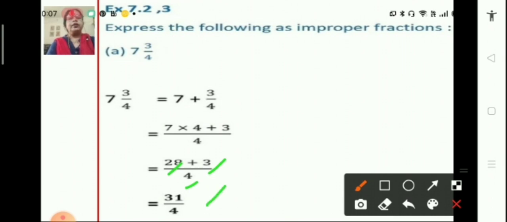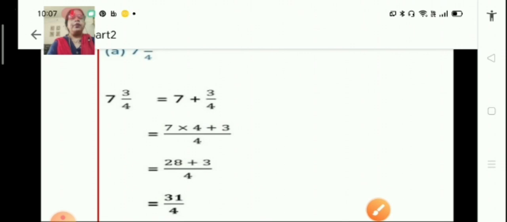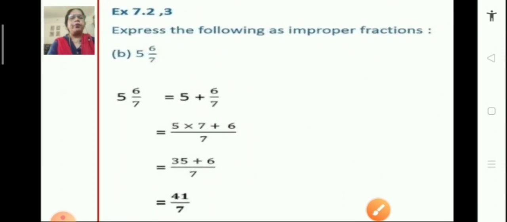So for the mixed fraction 7 3 upon 4, what is the improper fraction? It is 31 upon 4. We multiply the denominator and the whole, and add 3 to it to get the numerator, and the denominator will be the same as the mixed fraction. This is how we convert a mixed fraction into an improper fraction.